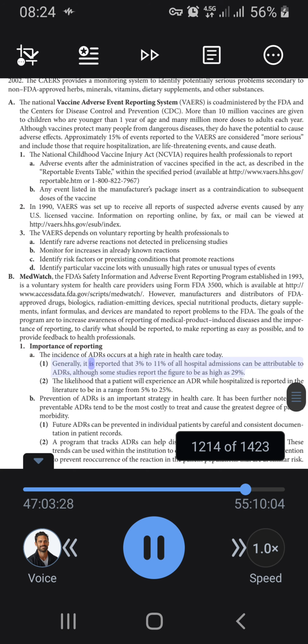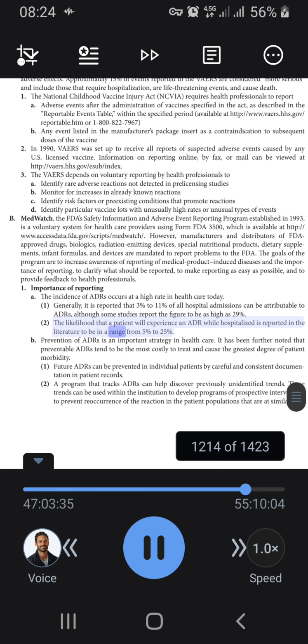Generally, it is reported that 3% to 11% of all hospital admissions can be attributable to ADRs, although some studies report the figure to be as high as 29%. 2. The likelihood that a patient will experience an ADR while hospitalized is reported in the literature to be in a range from 5% to 25%.